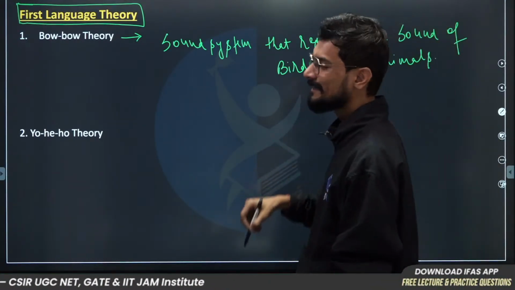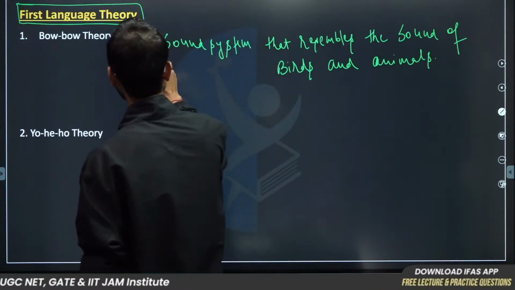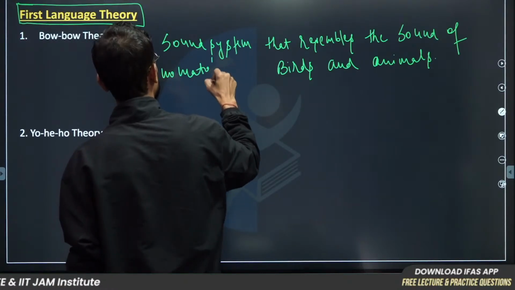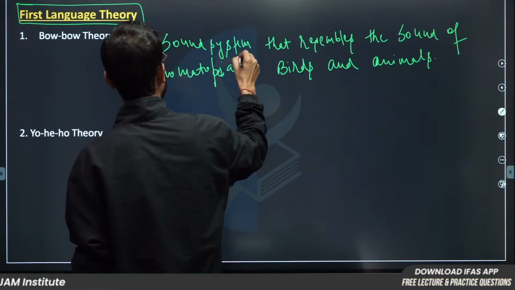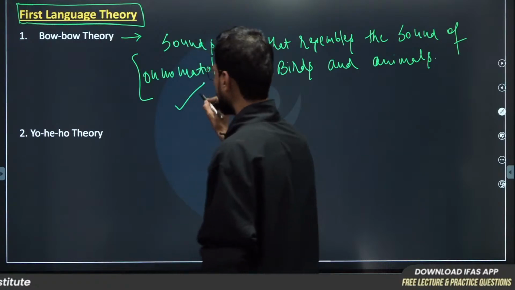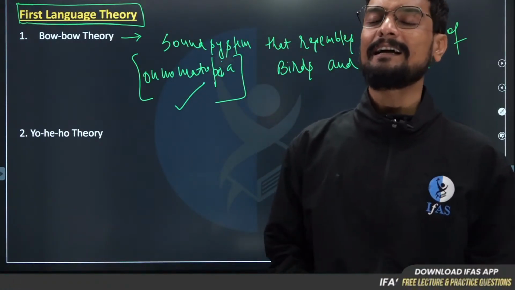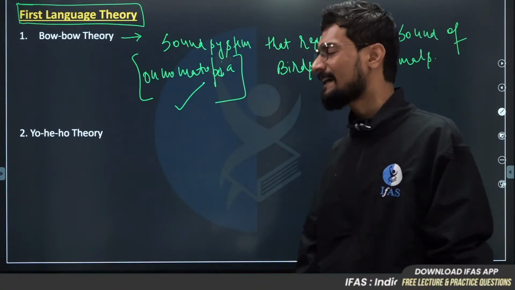For example, in other words, you can say here this onomatopoeia. So this onomatopoeia here is the Bow-wow theory, that the language that is spoken by any animal, any kind of language that is there, is a characteristic sound.